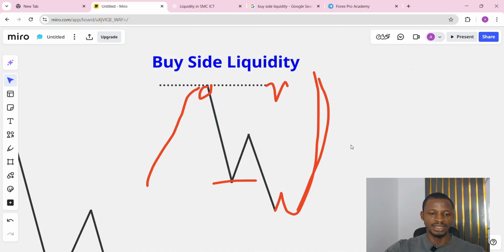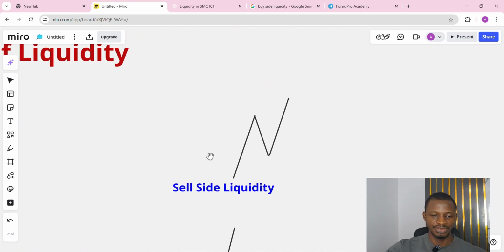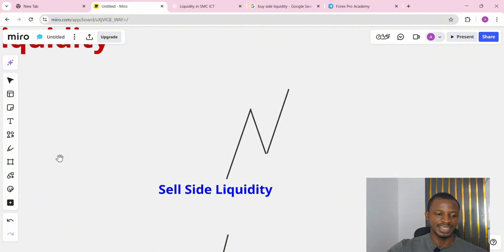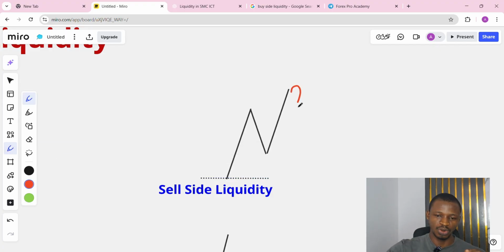So let's talk about the sell side liquidity. I told you that we have two types of liquidity. So this is the sell side liquidity right here, represented on this side. The sell side liquidity means that there are pending orders on the sell side. And price will generally, as a rule of thumb, always try to navigate towards the sell side liquidity.